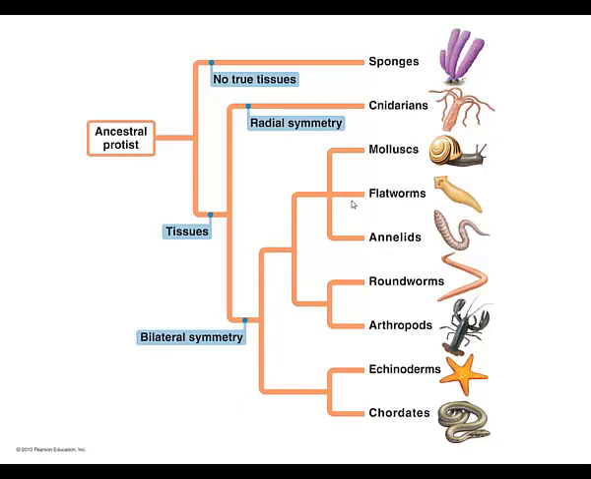What we have left to do for Kingdom Animalia is to look at Phylum Chordata in our next lecture, and that's where we'll look at the diversity of vertebrates, including humans.